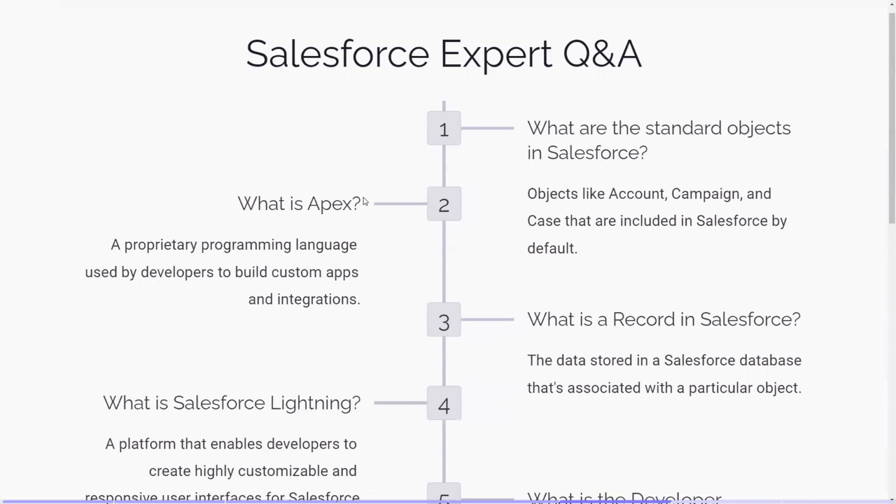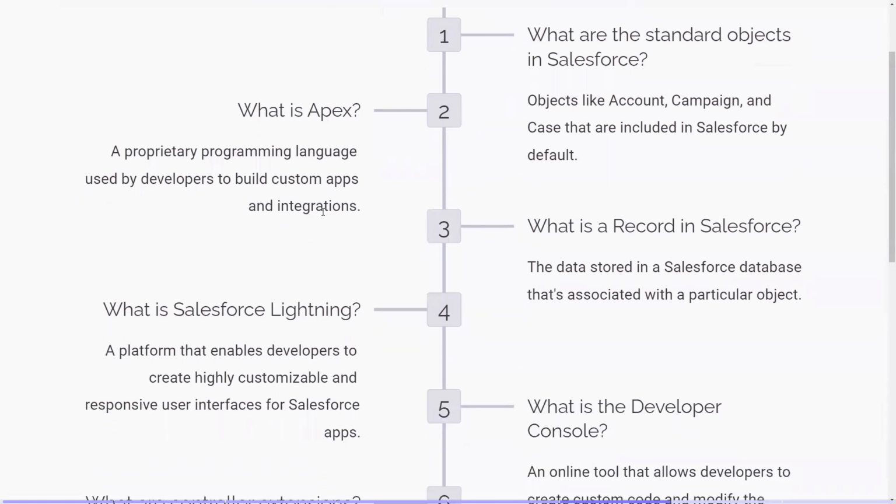What is a record in Salesforce? Data stored in the Salesforce database that's associated with a particular object. What is Salesforce Lightning? A platform that enables developers to create highly customizable and reusable user interfaces for Salesforce applications.